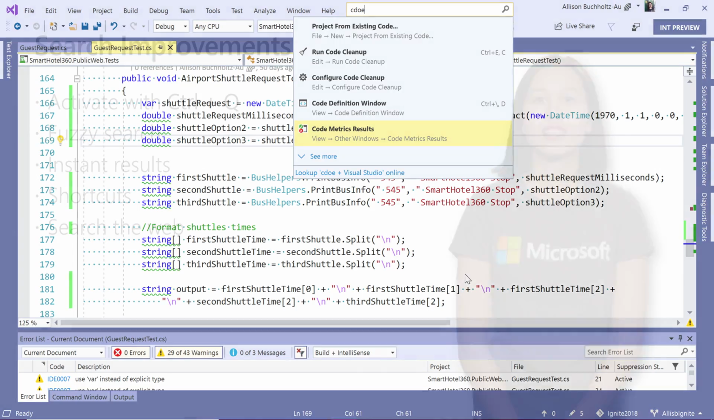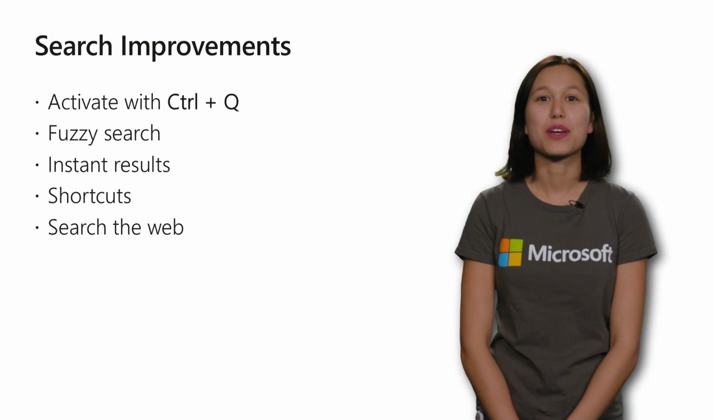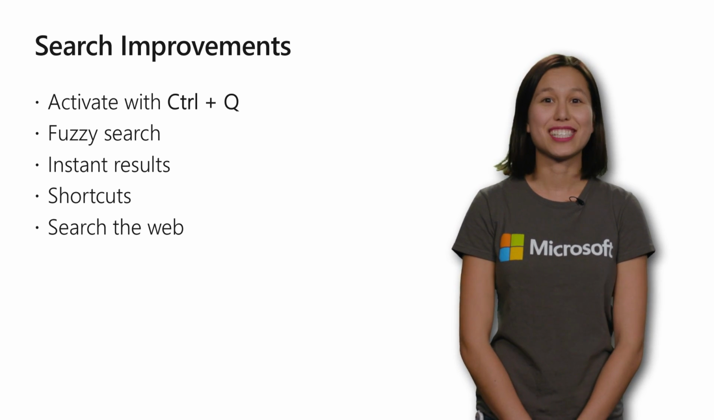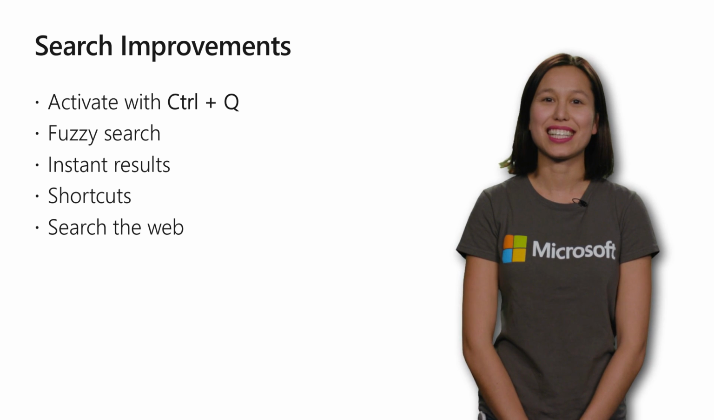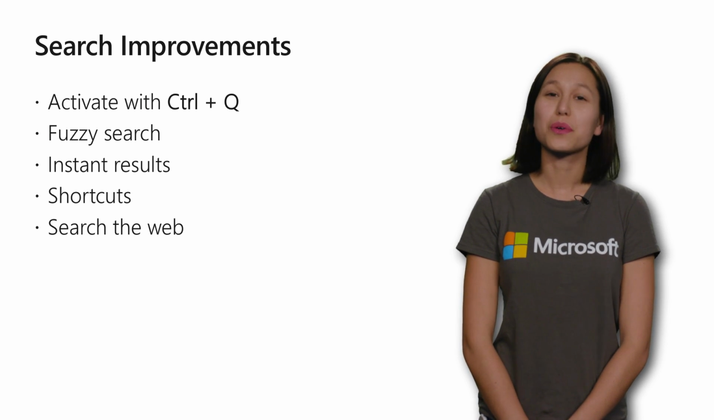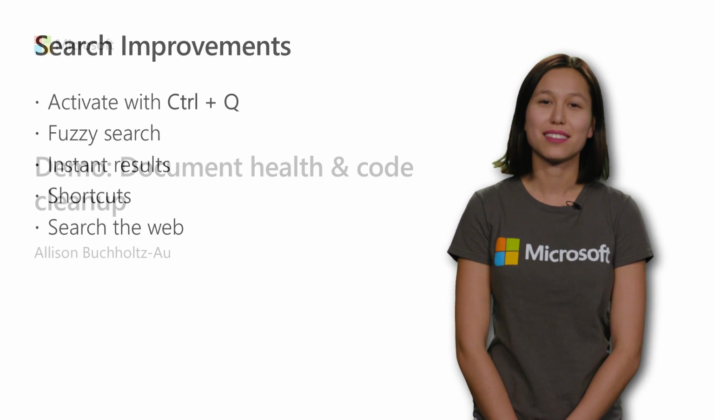For a quick recap, you'll see that with our search, you can now activate it quickly with Control-Q. We've got fuzzy search to help with any misspellings, as well as fast results. You can also look at shortcuts or search the web if you don't find what you wanted.